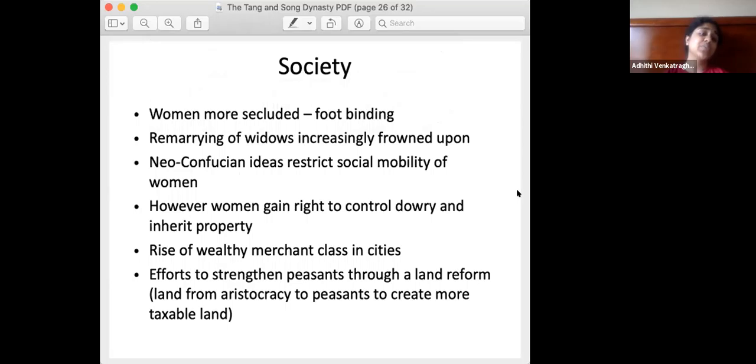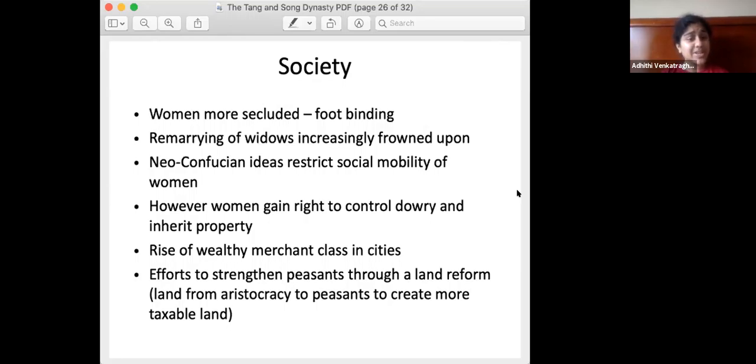Society. As for society, women became more secluded. This is when the practice of foot binding began. So the remarrying of widows was increasingly frowned upon, and Neo-Confucian ideas restricted the social mobility of women, which meant moving between a lower class and a higher class.